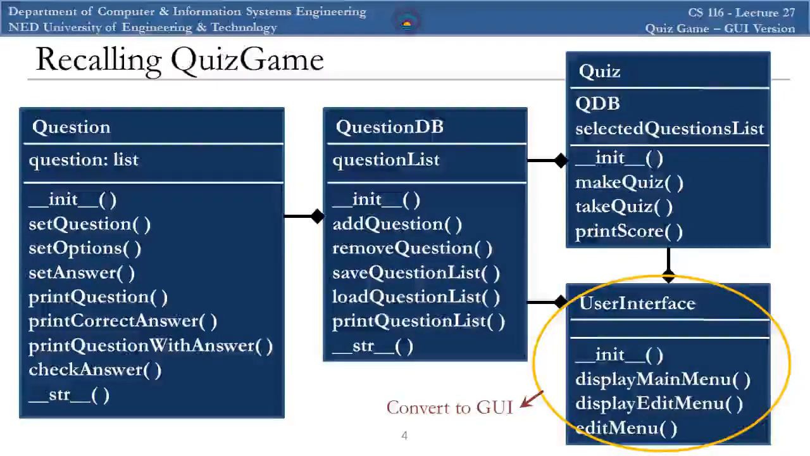In essence, what I want to tell you is that I'll keep this first class, question class, as it is. I'll keep question db class as it is, and from the third class, quiz class, I'll keep only one method, which is make quiz. I don't need these methods because they were working with the shell, and I don't need this user interface also. So I'll keep those classes as they are, question and question db. Since I need only this one function, make quiz, I'll copy it into my new GUI class, right? So that's what I'm going to do.